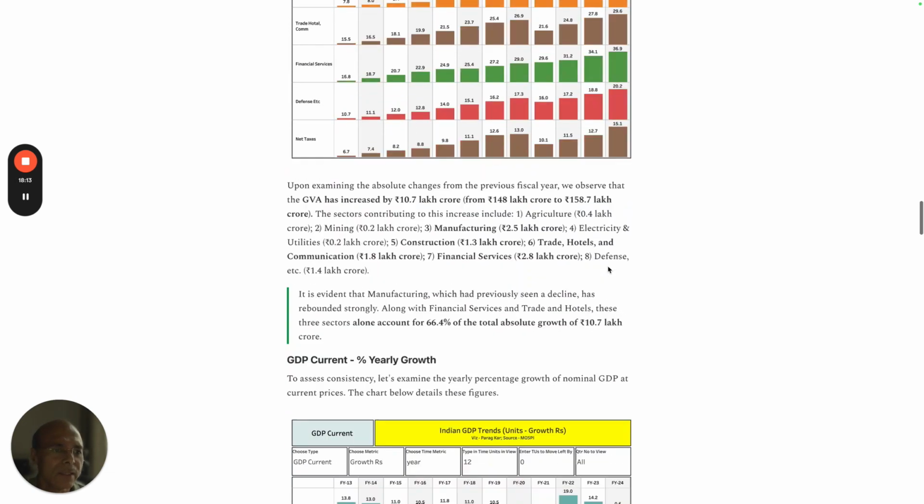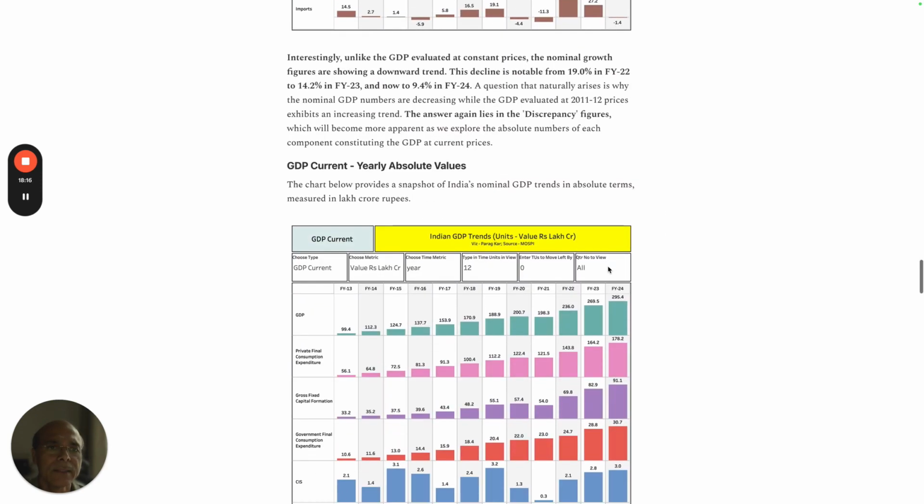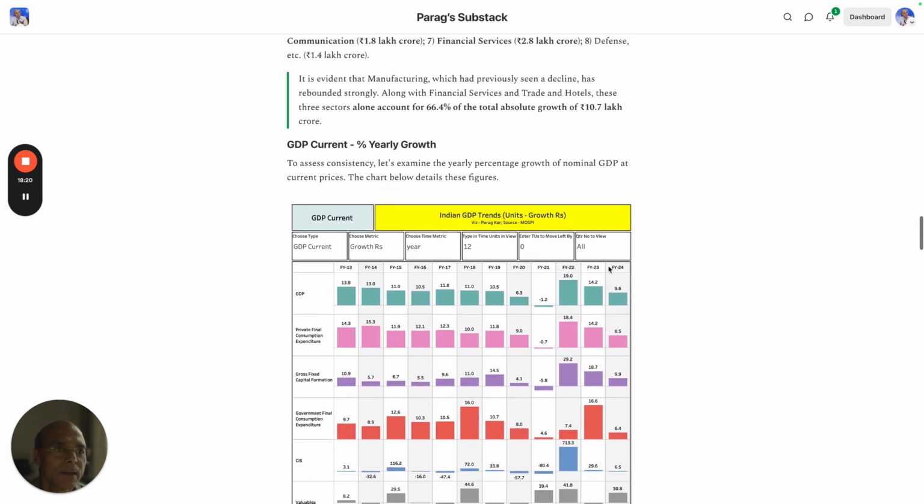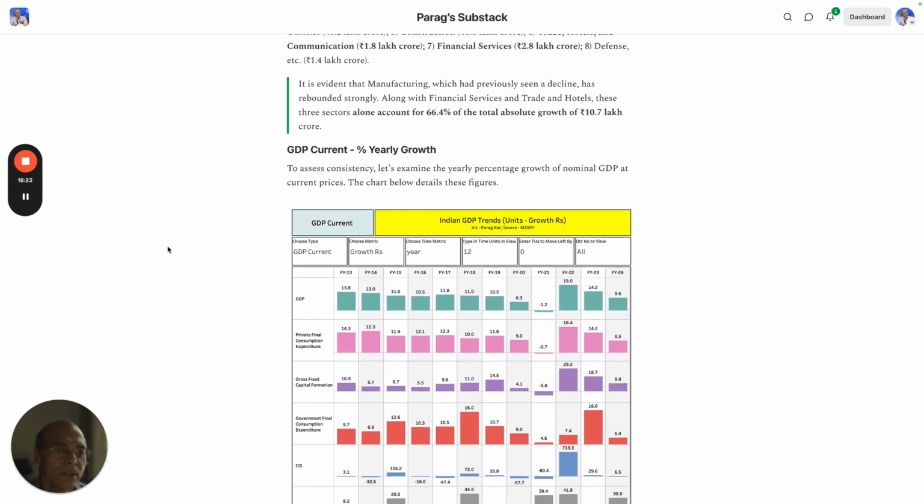Now if you go down here and look at the nominal GDP number, you will notice that there is a problem here. Why is there a problem? Let me explain to you. You will find that the nominal GDP growth is consistently going down, even after taking care of the distortion which we saw in FY21 because of COVID. So it's going 19%, 14.2% and 9.6%, which is pretty strange. If your real GDP number has stabilized, why are the nominal GDP numbers going down?